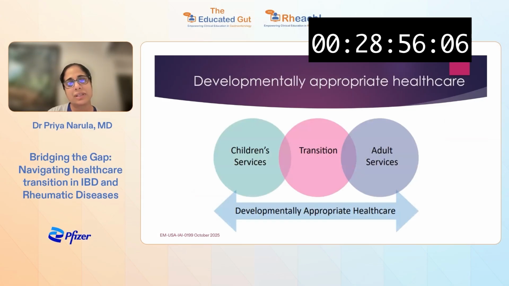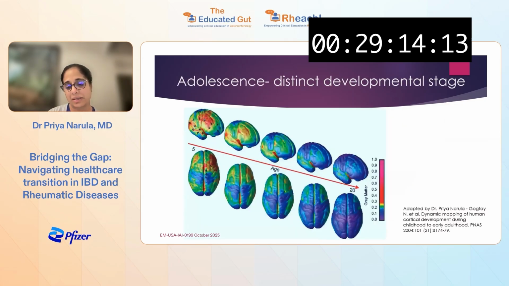And so just introducing that concept of developmentally appropriate healthcare, and that's the sort of umbrella term that covers healthcare for young people. So it's looking after adolescents, whether they are in the children's services or whether they're in the adult services, and recognizing that transition is part of developmentally appropriate healthcare.